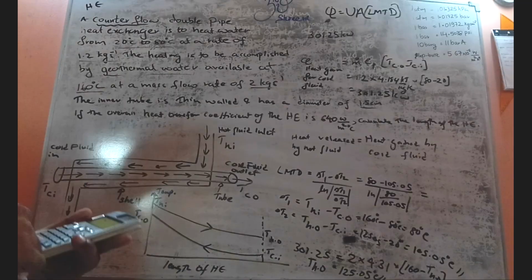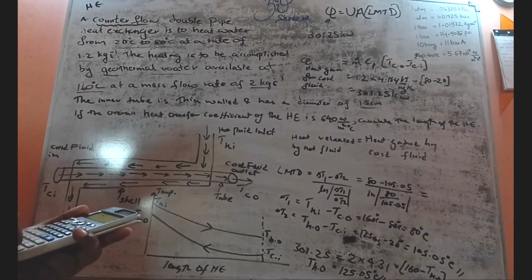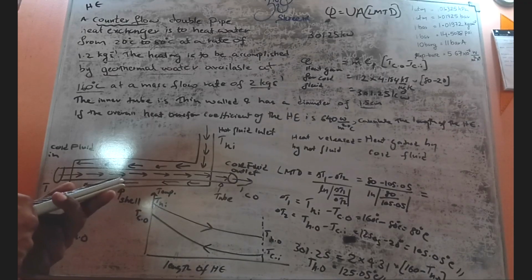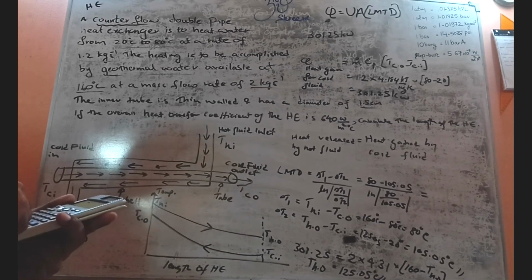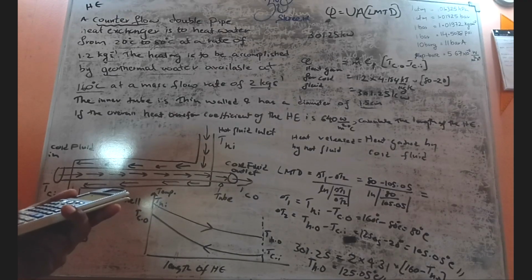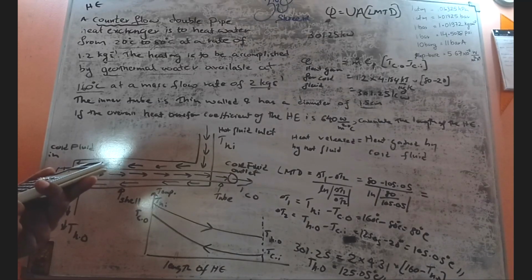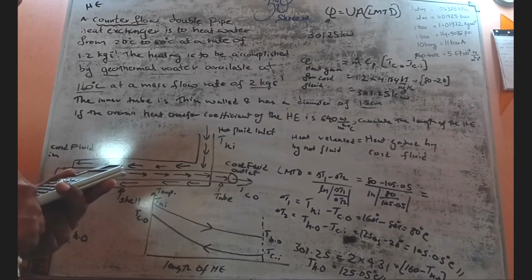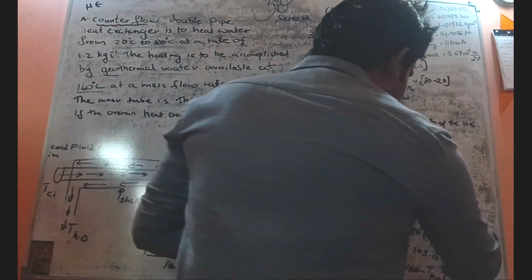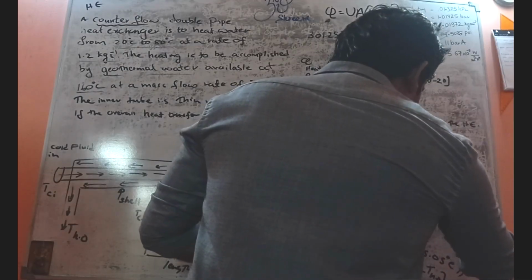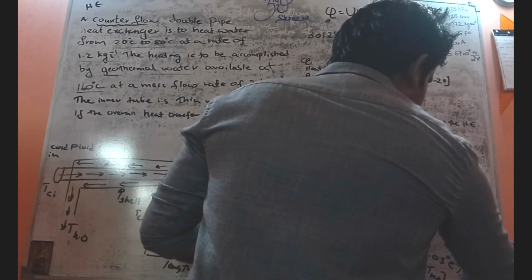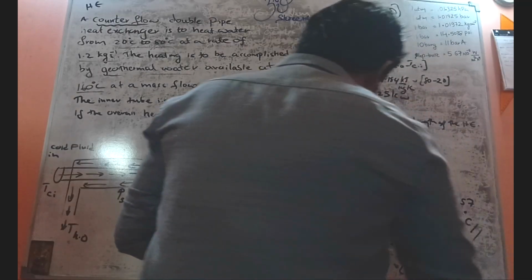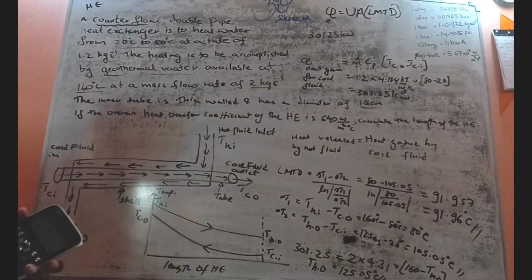What is the value for LMTD? 80 minus 105.05 divided by ln of 80 by 105.05. LMTD I am getting as 91.957, let's round that, 91.96 degrees Celsius. So now that is known.